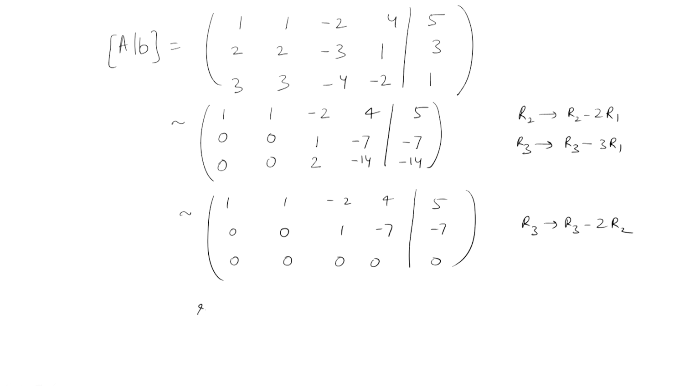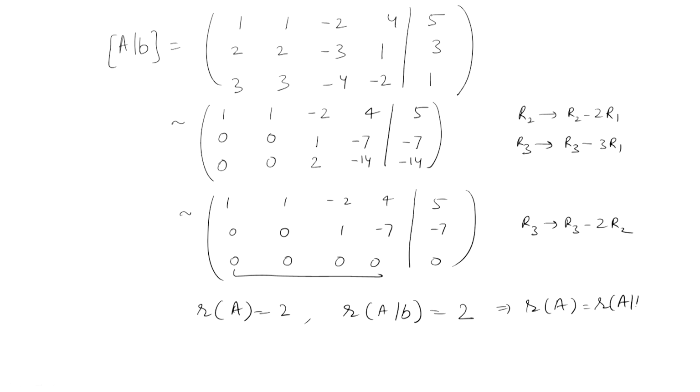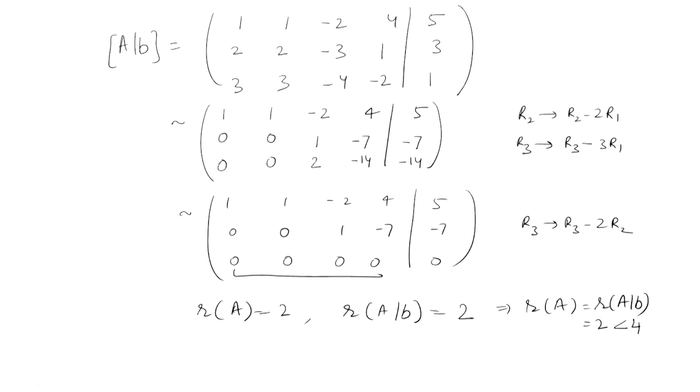Now, what is the rank of A? Rank of this matrix A is simply 2, the number of non-zero rows is 2. And what is the rank of the augmented matrix, or the entire matrix? The rank of the entire matrix is also 2. So, rank of A is equal to rank of the augmented matrix, which is equal to 2. So, ranks are equal, this means the system is consistent. How many unknowns does it have? It has 4 unknowns. So, the rank is less than 4. This means it has infinitely many solutions.